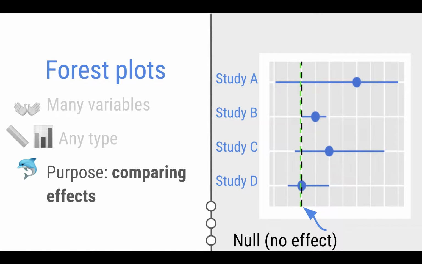And this dashed line, which I've overlaid with a green dashed line, shows the null effect or the no effect line. And so generally, when the confidence interval crosses this line, it usually means that a statistically significant effect was not detected.